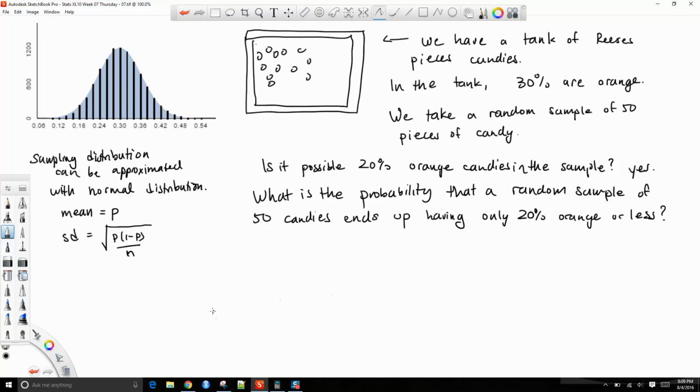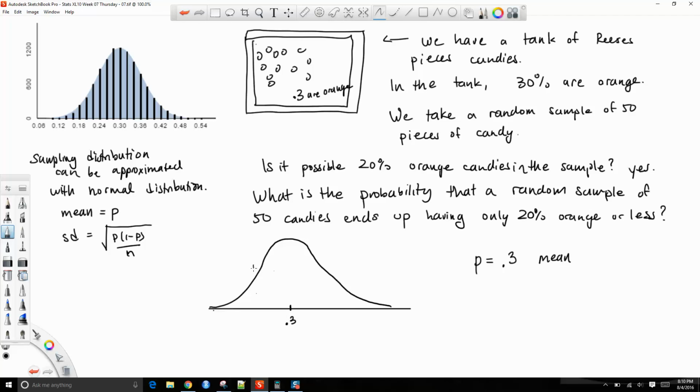And so what we have is this normal distribution, and the mean of this normal distribution is p. What's p? It's our population proportion, and what is the value of p in our problem? 30%, because in the tank, 30% are orange. So in our population, 0.3 are orange. So our p is 0.3, and this is going to be our mean. That means in the middle of our picture, we put 0.3.